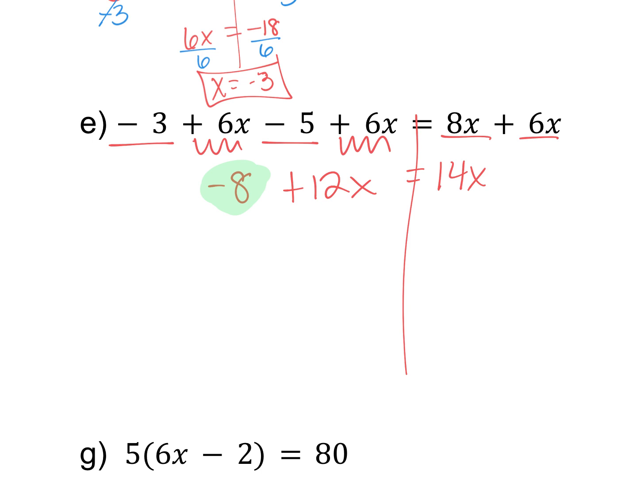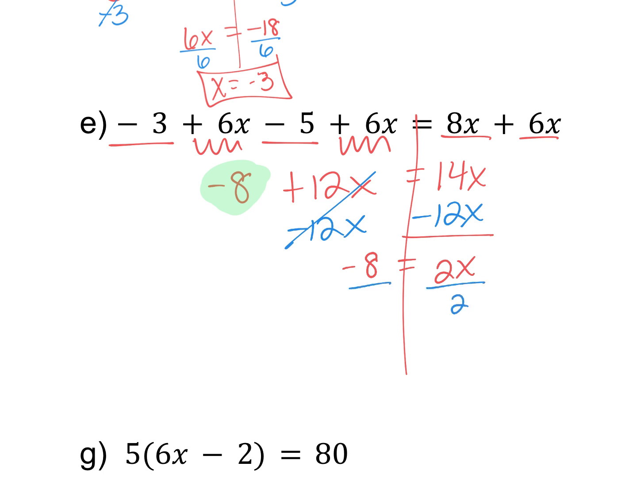So in order to move it, just like we've done before, instead of adding 12x, we are going to do the opposite, which is minus 12x. Minus 12x. So that is 2x equals negative 8. All right, then let's divide by 2. Those cancel and you're left with x. And on the right side, negative 8 divided by 2 gives you negative 4.